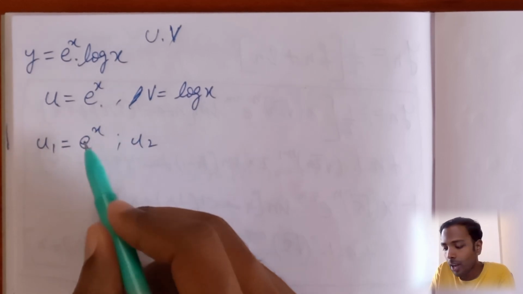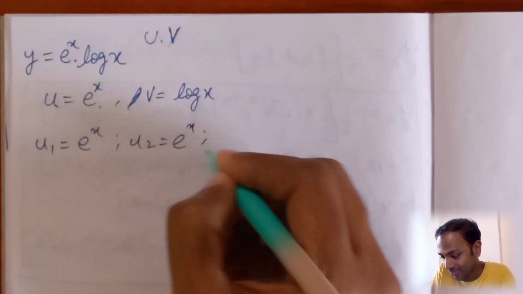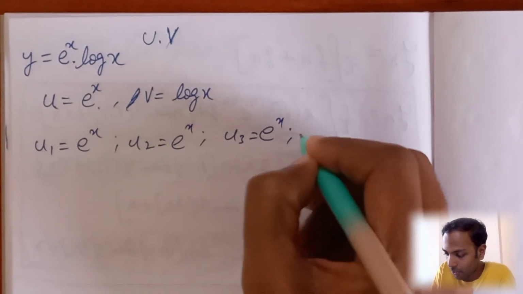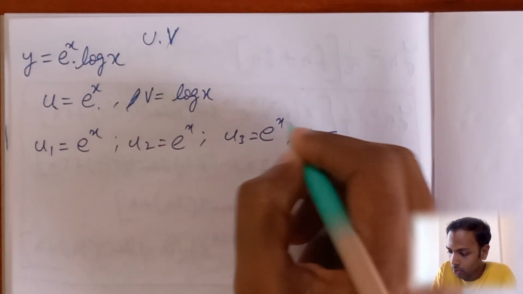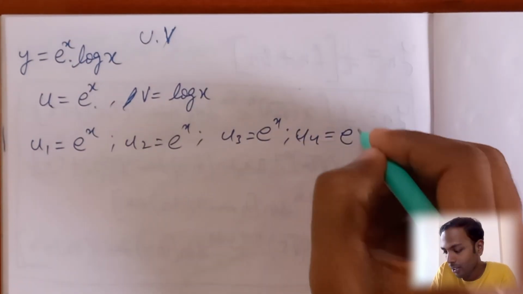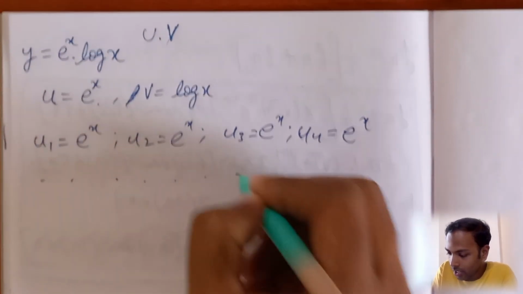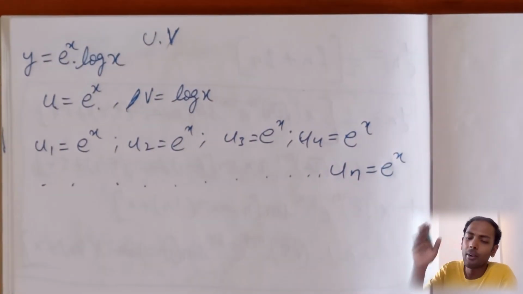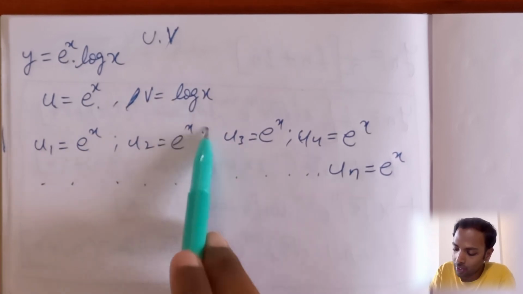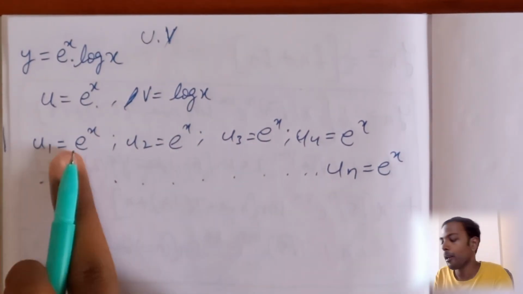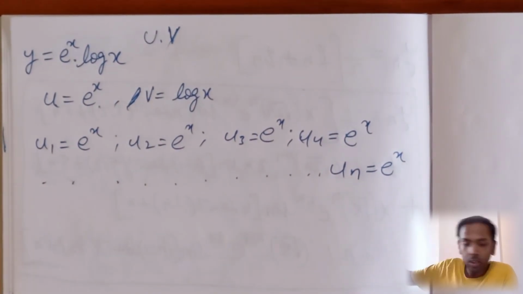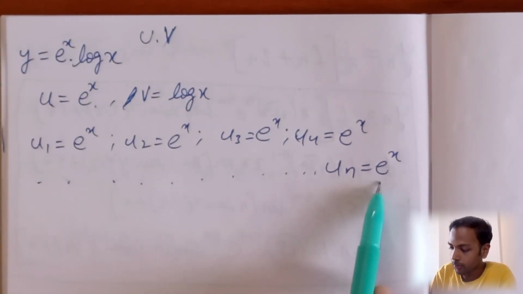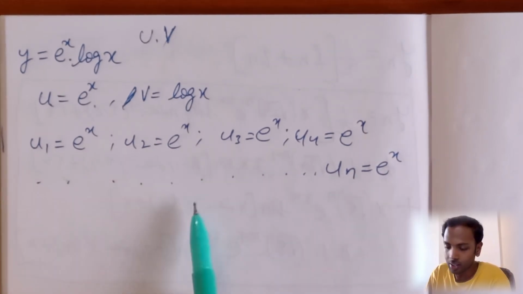u1 is e power x, and differentiation of e power x is again e power x. u3 will be differentiation of u2, e power x, again e power x. u4 will be differentiation of u3. u3 is e power x, differentiation of e power x is again e power x. So you can clearly see that every single u until un will have e power x, only e power x, because differentiation of e power x is e power x itself. So all the possible u's until un, including the last term, would be only e power x.